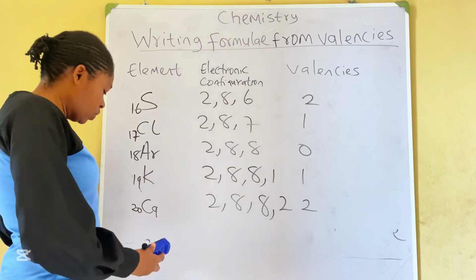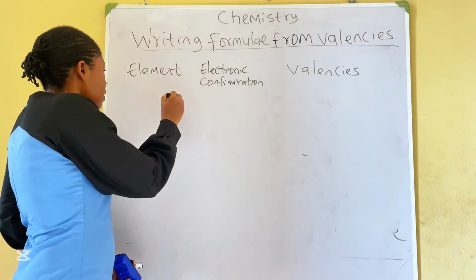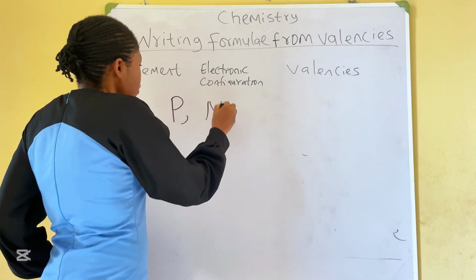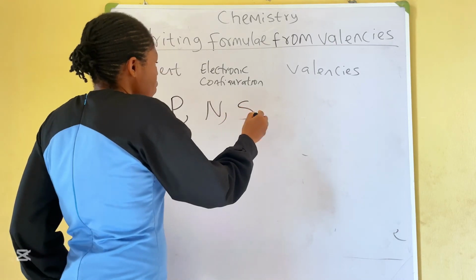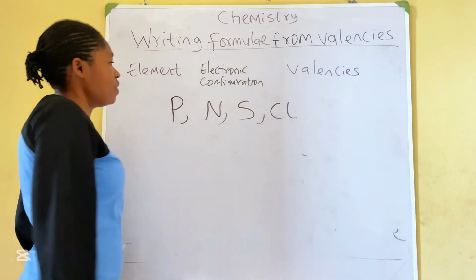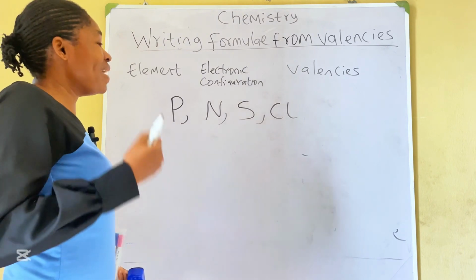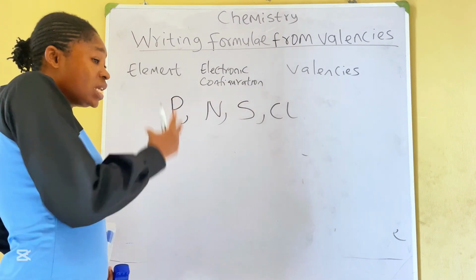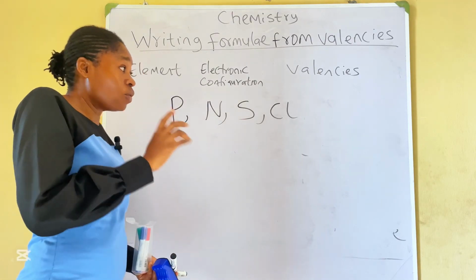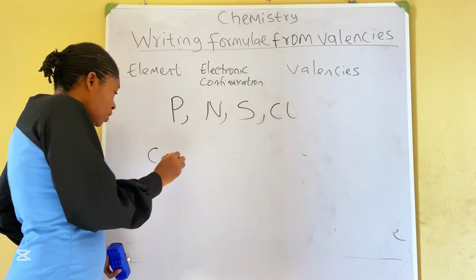Then we're going to look at some elements that have variable oxidation states. Elements like phosphorus, nitrogen, sulfur, chlorine have variable oxidation states. Apart from these, all the metals in the first 20 elements have only 1 oxidation state. For example, calcium is only 2. The valency of calcium is 2.